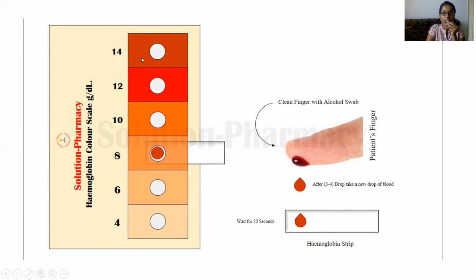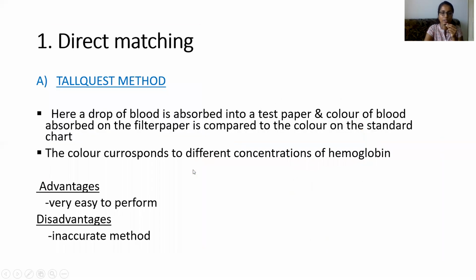Here you can see the darker color, that is darker brown, corresponds to 14 gram per deciliter, red color corresponds to 12 gram per deciliter, and pale color corresponds to 4. Likewise, color ranges would be there in the color comparator. Here the color obtained on the filter paper is compared with the standard color chart. The advantage is that it's very easy to perform. The disadvantage is that it's an inaccurate method.